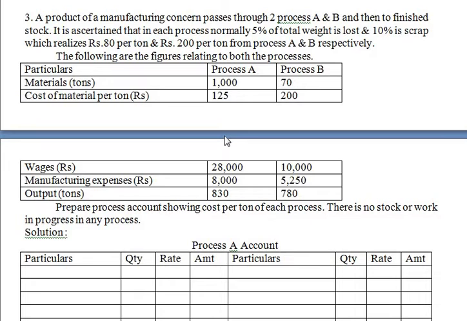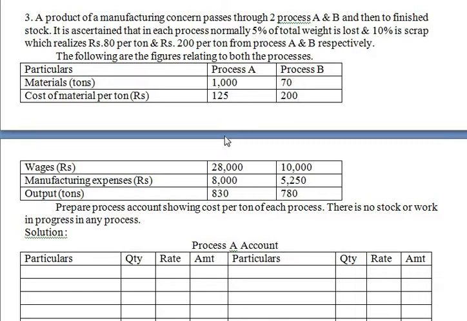In previous videos, I had started with your third unit, that is process costing. Already we have solved two problems on process costing and this is the third problem on process costing. Okay, I'll read out the problem.